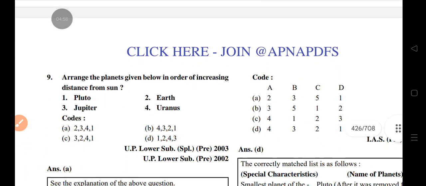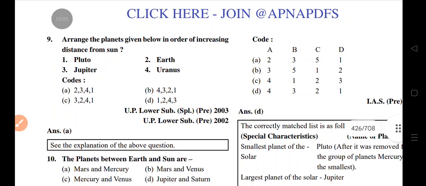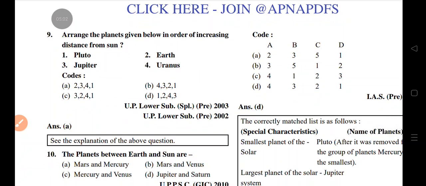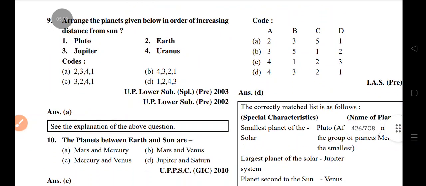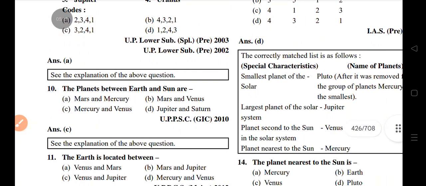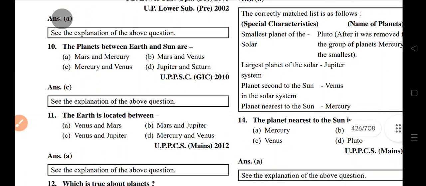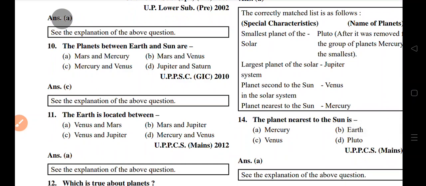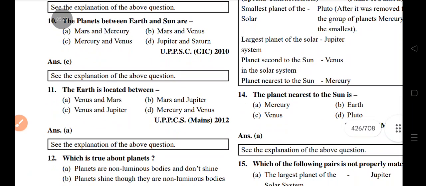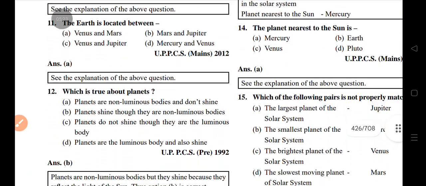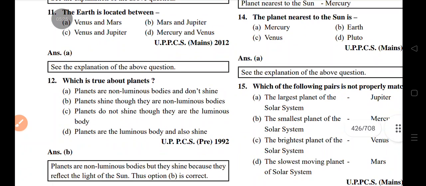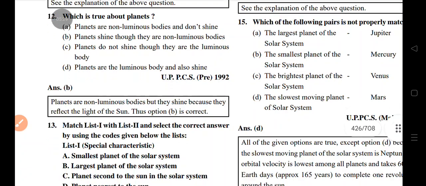Arrange the planets in increasing distance from the Sun: Earth, Jupiter, Uranus, Pluto. The planets between Earth and the Sun are Mercury and Venus. Earth is located between Venus and Mars. Planets shine though they are non-luminous bodies.